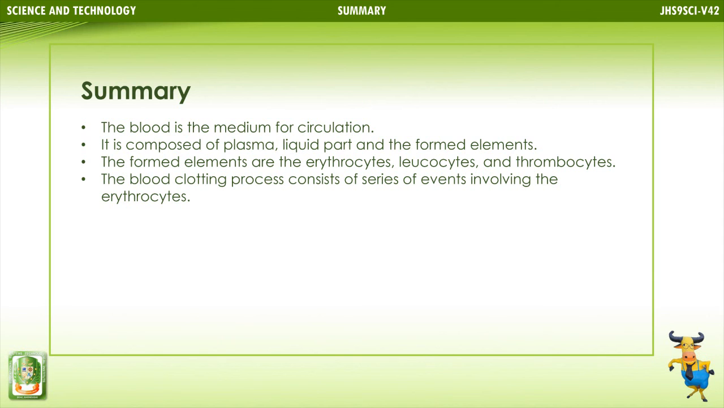And for the summary, the blood is the medium of circulation. It is composed of plasma or a liquid part and the formed elements. The formed elements are the erythrocytes, leukocytes, and thrombocytes. Erythrocytes are the red blood cells, leukocytes are the white blood cells, and lastly, the thrombocytes are the blood platelets. The blood clotting process consists of series of events involving the erythrocytes.